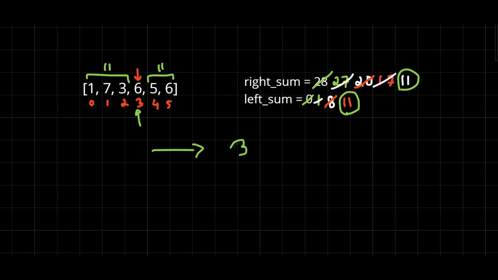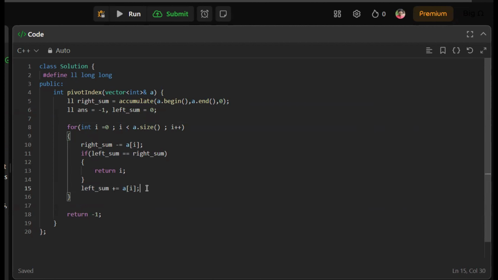Now let's move on to the code. In this problem, we are given a function named pivotIndex, which has a vector as the parameter. Now, at first, we have calculated the right sum, which is the summation of all of the elements of the array. We are using the accumulate function. Now, we are using another variable, answer, and the left sum, and we have initialized answer with -1 in case we do not have any pivot index. And we initialize the left sum, which is equal to 0.